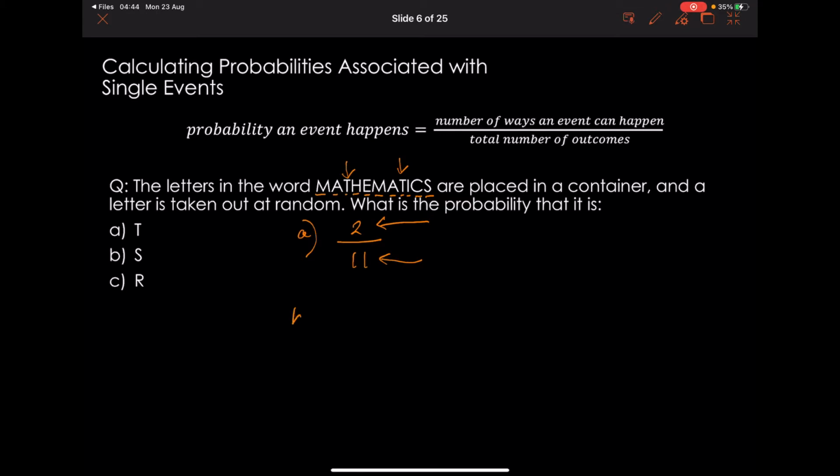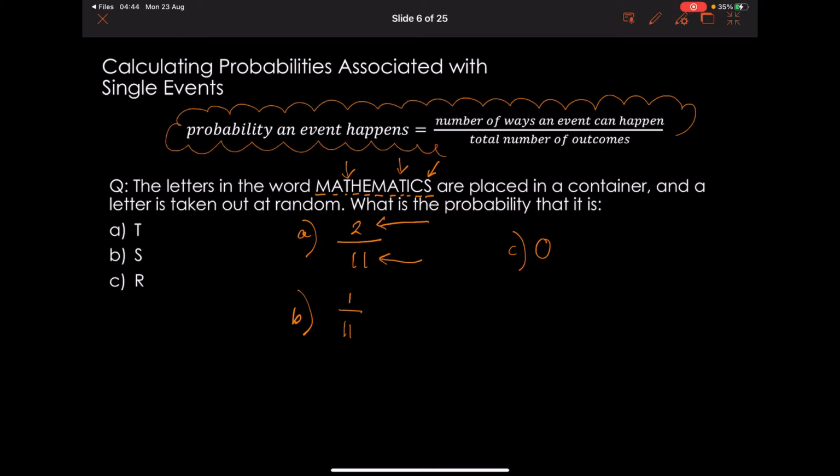The probability of choosing an S, well, we've only got one S, so that'll just be 1 out of 11. And then C, the probability of choosing an R, well, there are no R's in mathematics, so the answer would be 0. So when you're doing probability, try and remember that it's this to work out single events.